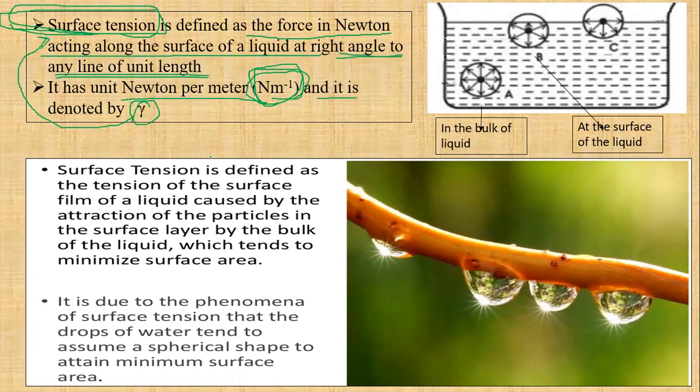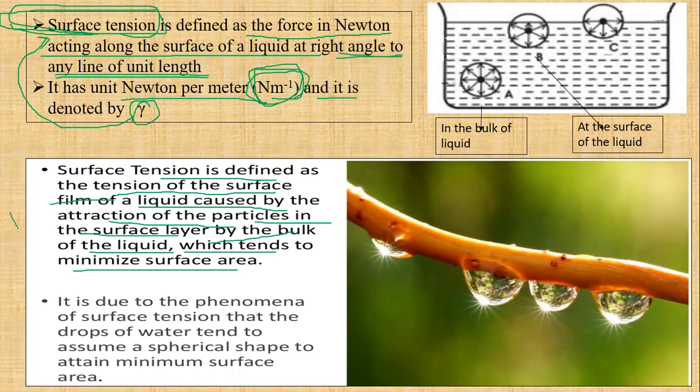Okay, so again you can say, surface tension is defined as the tension of the surface film of a liquid caused by the attraction of the particles in the surface layer by the bulk of the liquid, and which tends to minimize the surface area.